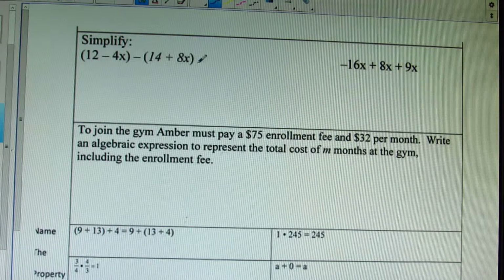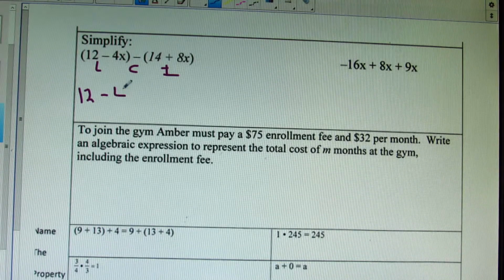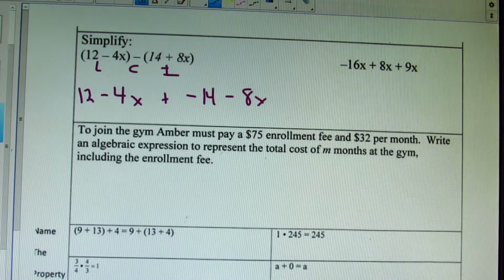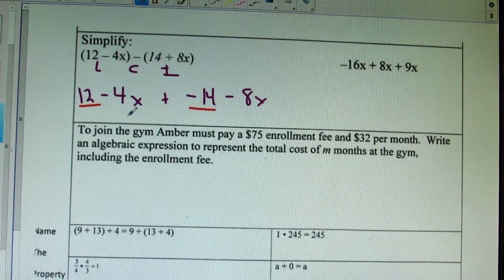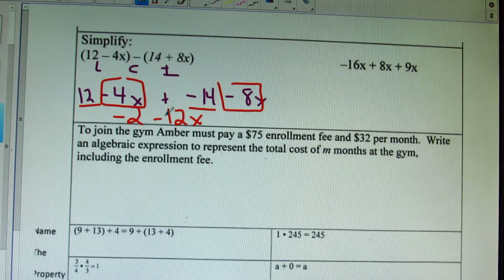Simplifying, again, more practice. Simplifying using LCI, adding the inverse. 12 minus 4x plus negative 14 minus 8x. Combining like terms, negative 2. Negative 12x. Final answer, negative 2 minus 12x. Again, you can rewrite it slightly. Another answer that would also be correct is negative 12x minus 2.